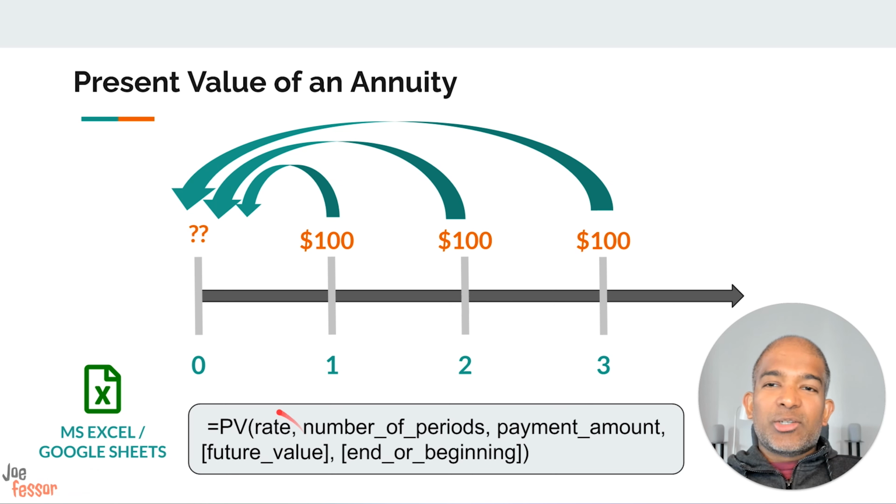The first argument is the interest rate or the discount rate. The next one is the number of time periods. And next, payment amount represents the constant payment in the annuity. And next, future value is an optional argument. This represents a lump sum transaction at the end. This can be a cash inflow or a cash outflow. But if there is no such transaction at the end, you can simply ignore this argument because this is optional.